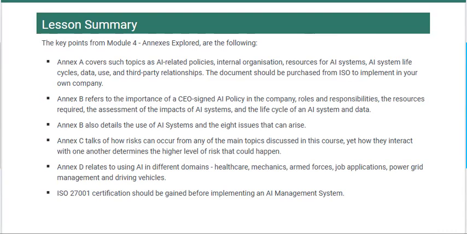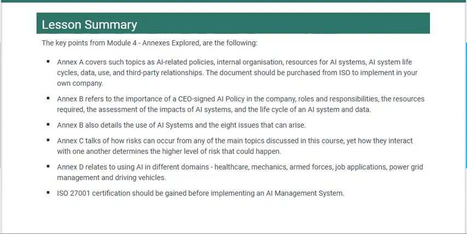Annex B refers to the importance of a CEO-signed AI policy in the company, roles and responsibilities, the resources required, the assessment of the impacts of AI systems, and the life cycle of an AI system and data. Annex B also details the use of AI systems and the 8 issues that can arise.